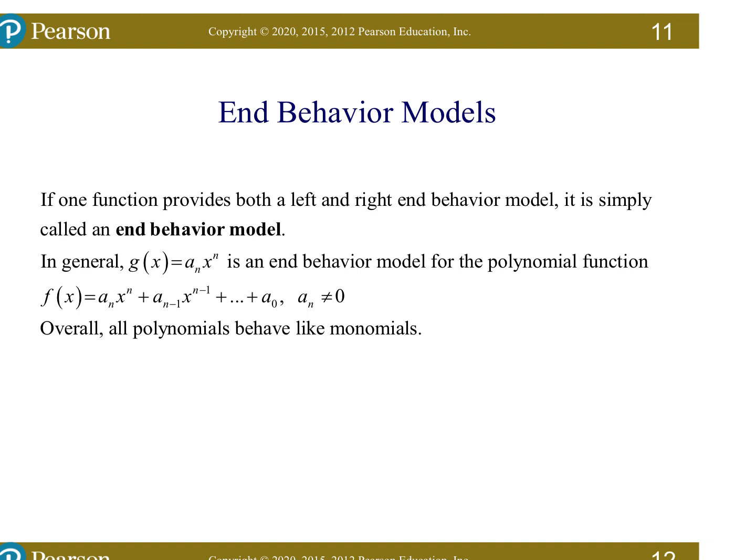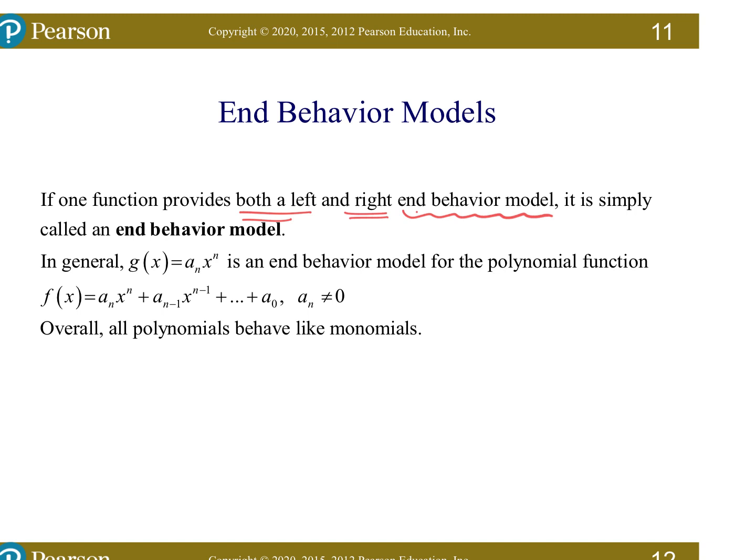So they don't have to be the same. One function can have both a left and a right end behavior model. They don't have to be equal to each other. They can be doing different things on either side. End behavior models really are quite slick.